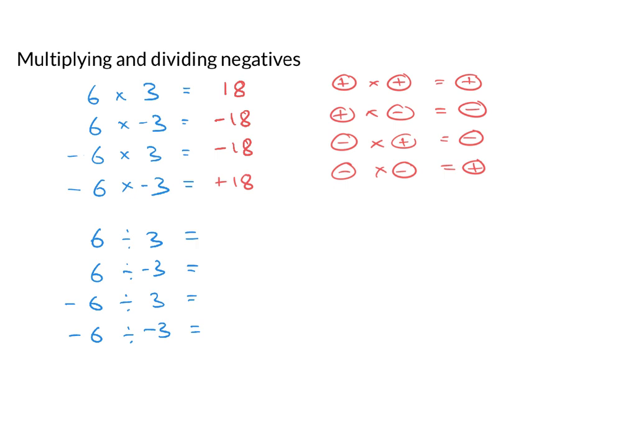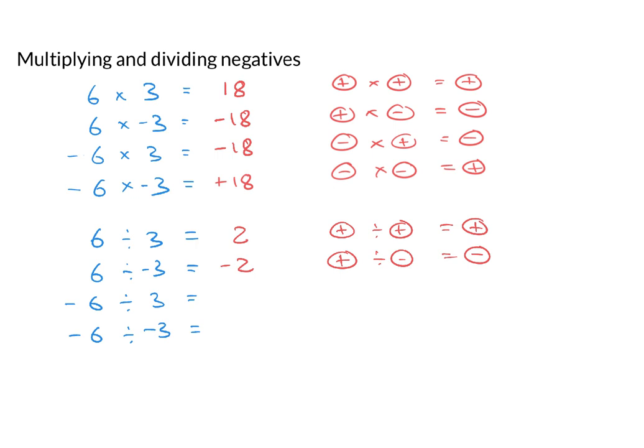So the first one we have is 6 divided by 3. Well, that's just 2. That is a positive divided by a positive, giving us a positive answer. Then we have 6 divided by negative 3. Positive divided by negative is negative, so we have negative 2. So a positive divided by a negative is equal to a negative.